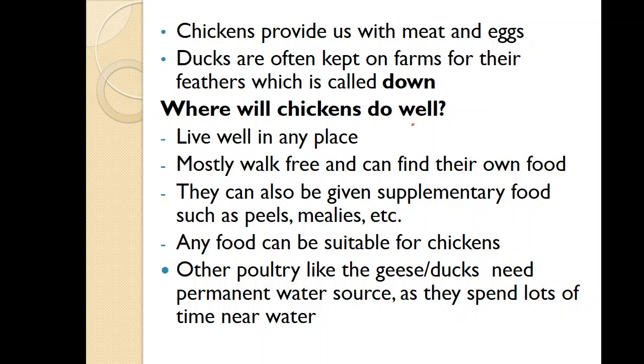Where will chickens do well? The chicken live well in any place. They can be in a small area, like in a chicken coop, or they can just roam freely in a farm. Mostly, they walk free and can find their own food, so they don't need to be supplemented with food. Or they can also be given supplementary food such as peels, mealies, grain, mahangu grain or maize grain, and any food can be suitable for chickens because they also eat worms and other types of insects.